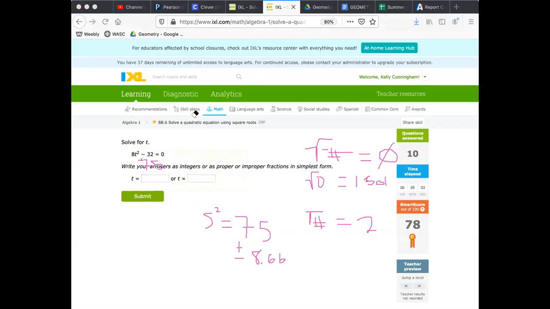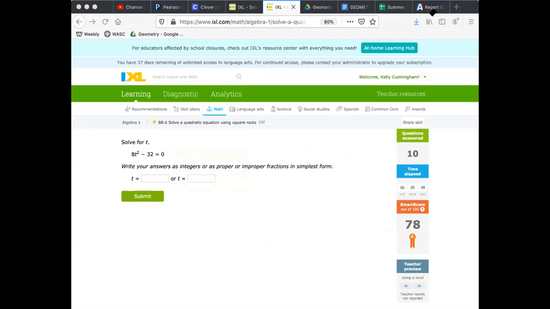Ah, a 2-stepper. Okay, this is what I was waiting for. This one wants these solutions. So let me actually clear all the screen. Okay, so the first thing you're going to do is you're going to add 32. Okay, so then that would give me 8t squared equals 32. Now I'm going to divide by 8, and that'll give me t squared is 4. Okay, now I'm ready to square root. So square rooting both sides, I would get t is plus or minus 2. So friendly reminder, I said it before, you always square root last.